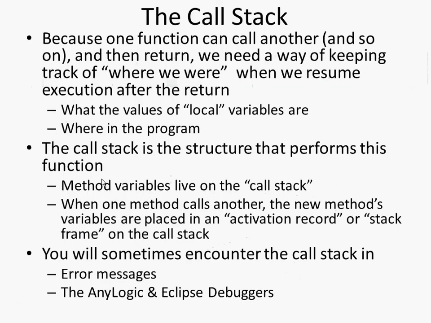So the call stack is what we use to perform this function. It's the mechanism we use to remember where to come back and remember what the values of associated variables are, okay? And method variables in Java or local variables and parameters live on this call stack. That's their world. And when the activation record, the frame in the call stack disappears, they disappear from existence. So when one method calls another or one function calls another, we place a new element on this call stack. Okay. Now, why is it important you need to know about the call stack?